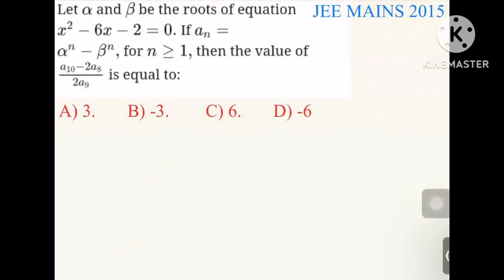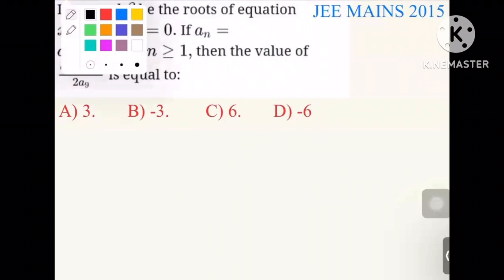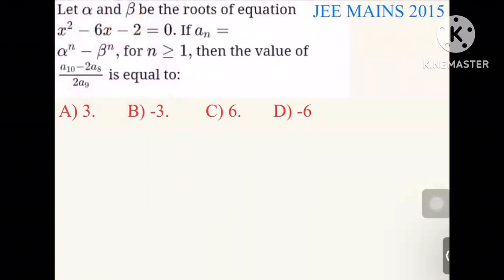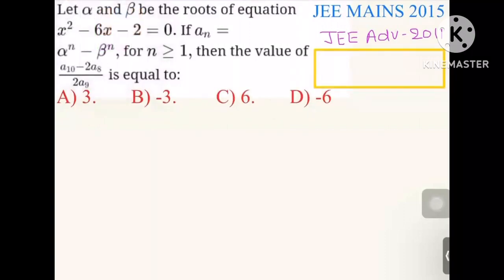And exactly the same question was asked in JEE Advanced 2011. Exactly the same question, with exactly the same data. So first, you guys give it a try. I'm giving you some time. I'm giving you one hint.